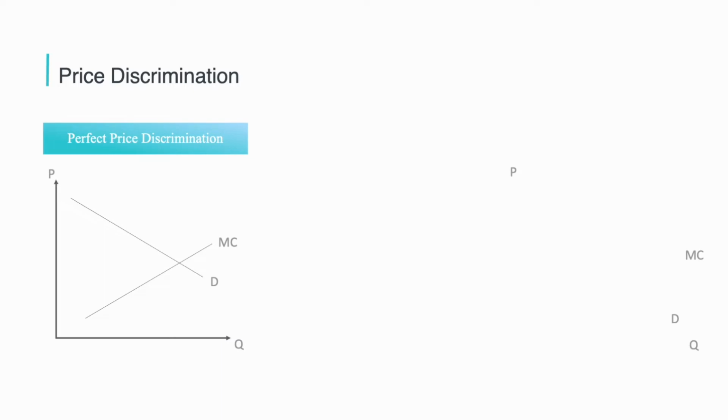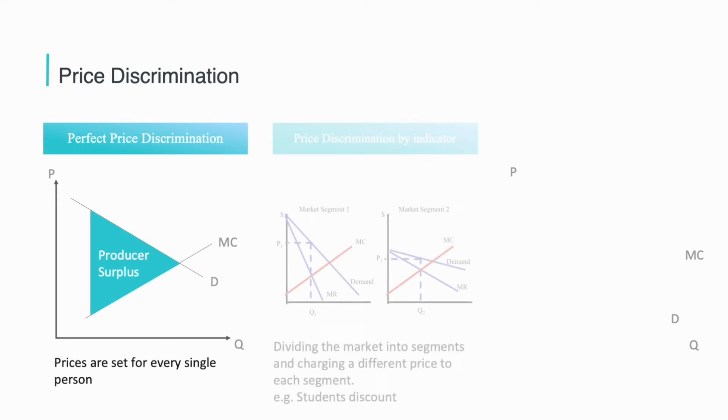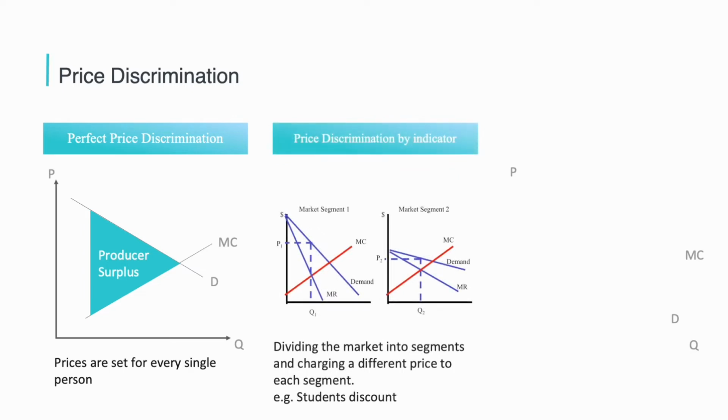So we are learning about 3 types of price discriminations. Firstly, the firm takes all consumer surplus, which means the price is set for every single person. And the second graph is the price discrimination by indicator. In this graph, we can see the firm could split consumers into different groups, dividing the market into segments and charging a different price to each segment.